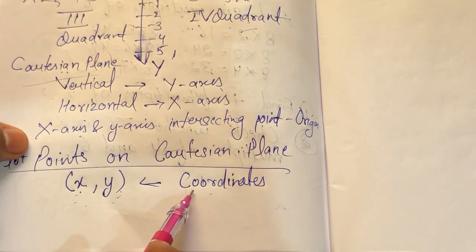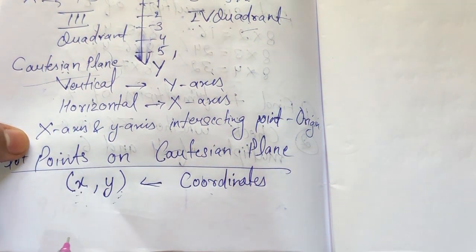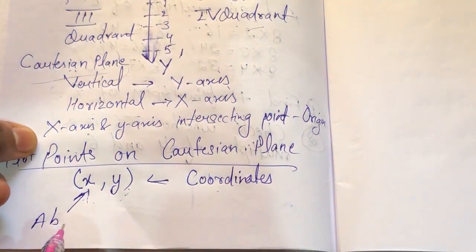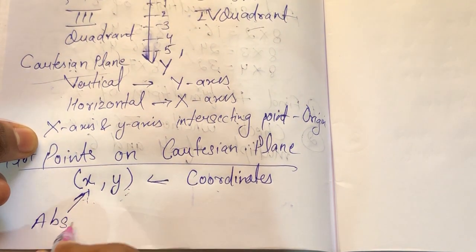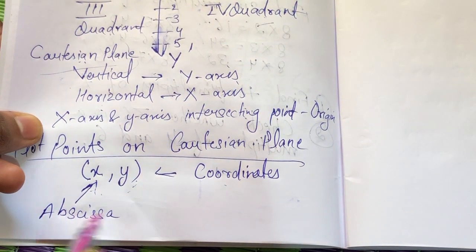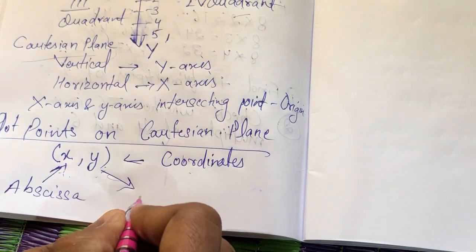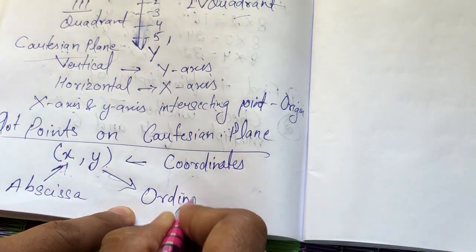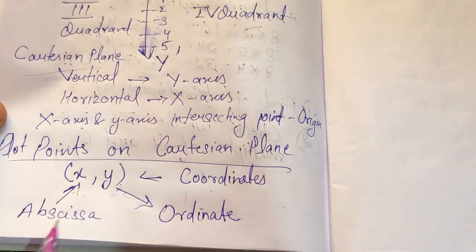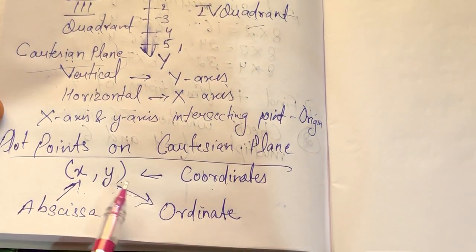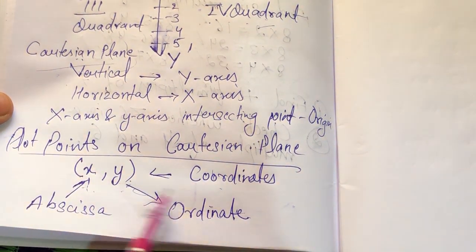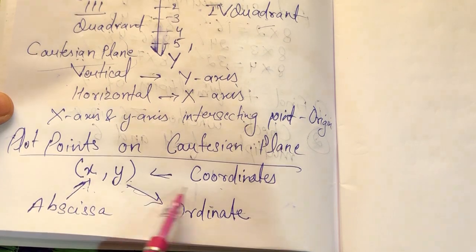Now, the combination of x and y axis is called a coordinate, but if we talk about them separately, then the x point is known as the abscissa. What is the abscissa? The x point is known as the abscissa and the y point is known as the ordinate. Abscissa, ordinate. The whole combination of x and y is the coordinate.